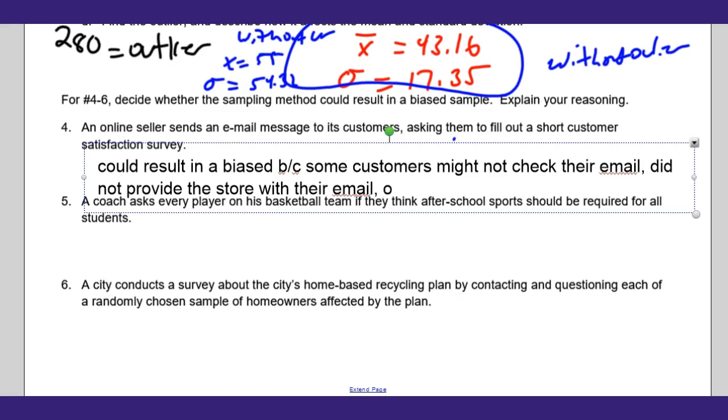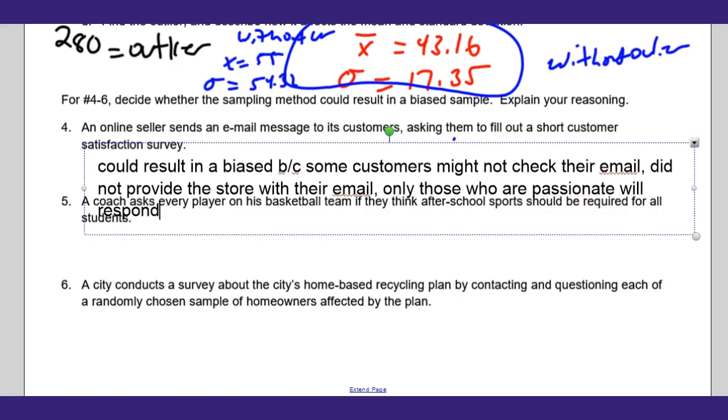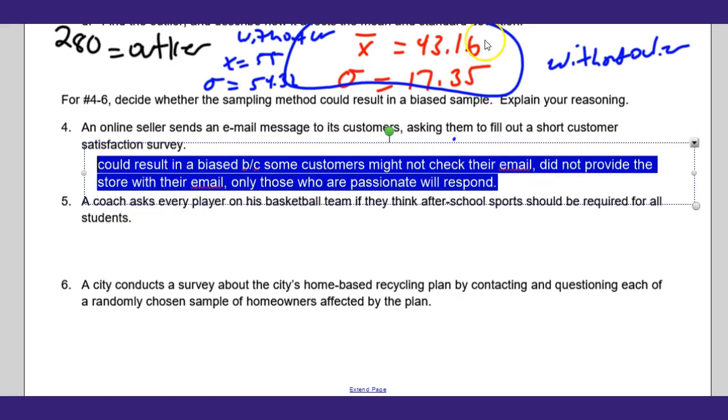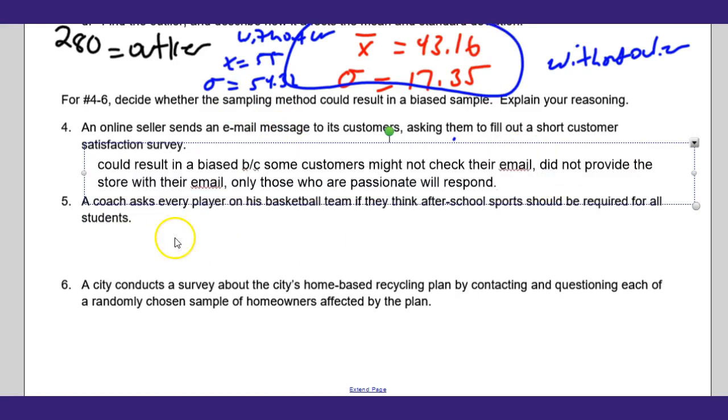Let's see. Only those who are passionate will respond. Ooh, I like that. Only those that are passionate will respond. So this can be biased, guys. Let's make this smaller. All right, number 2.